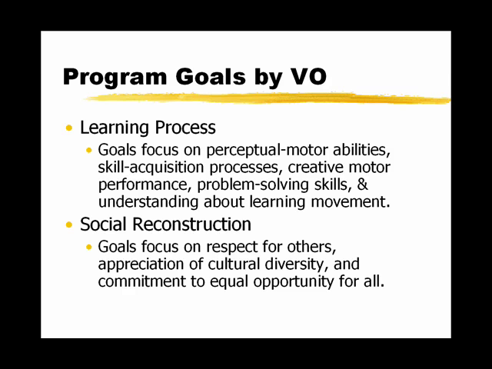Those who have the value orientation of learning process, their goals will focus on perceptual motor abilities, skill acquisition processes, creative motor performance, problem-solving skills, and understanding about learning movement. Social reconstructionists will focus on respect for others, appreciation of cultural diversity, and commitment to equal opportunities for all. So language for your program goals is going to be different for each one of these different value orientations.